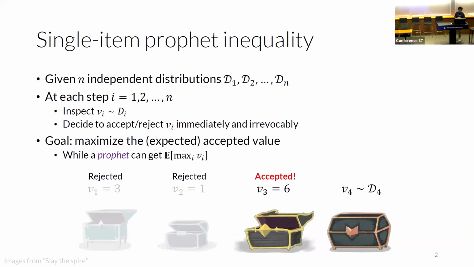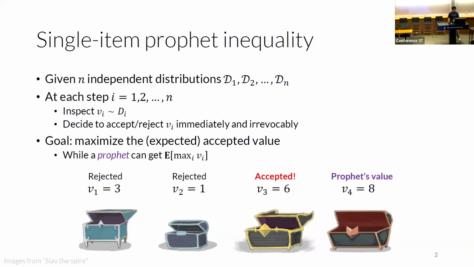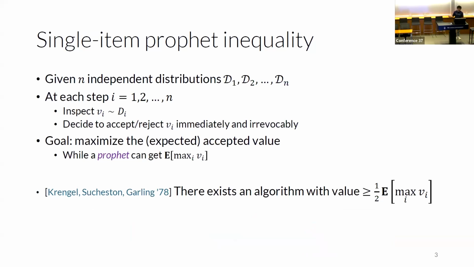We also want to compare that value to a prophet's value, since the prophet can see everything, the prophet will always get the maximum value. In this realization, the prophet will get a value of 8. A classical result of the single item prophet inequality tells us that there exists an algorithm with value that's at least half of the prophet's value.